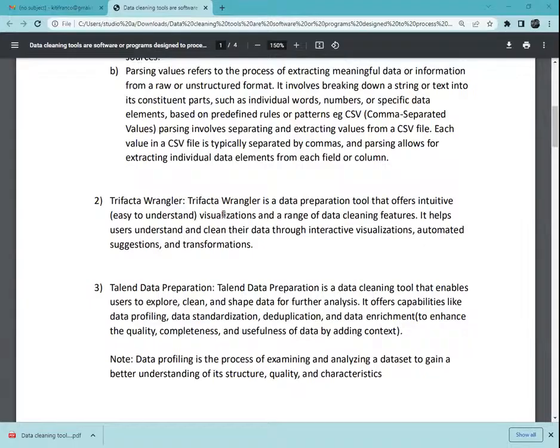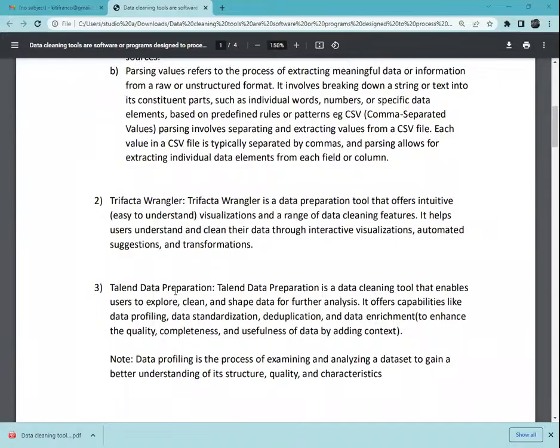Automated suggestions. And again, you can see the concept of what here? Transformations. And then we have this one, which is Talend. Talend Data Preparation.